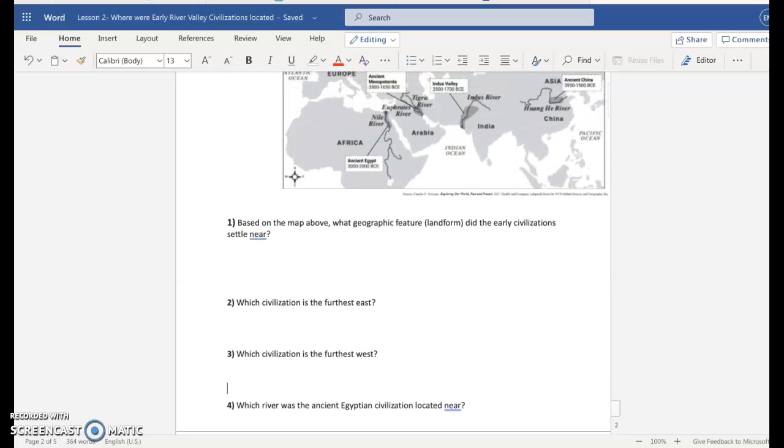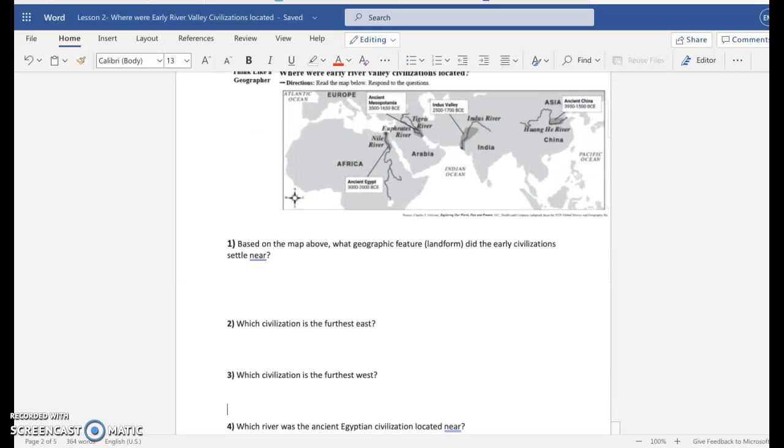So you would scroll back up, find where the Egyptian civilization is located, and which river is it by? Well, follow the line that goes off of the white box, ancient Egypt. Okay, and it'll tell you which river.